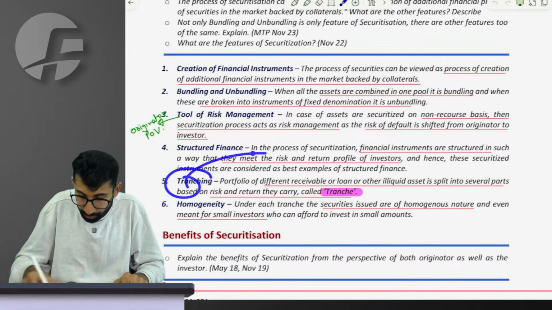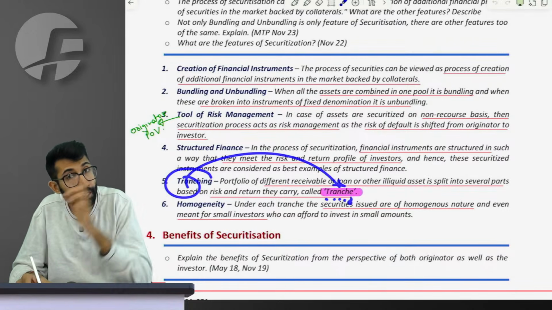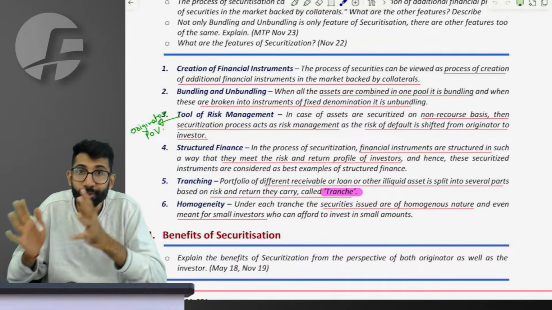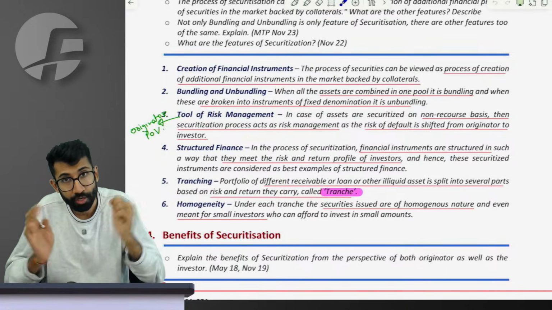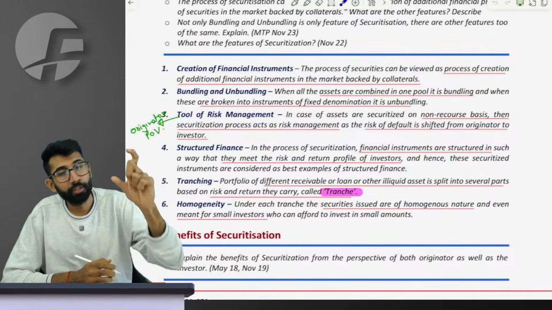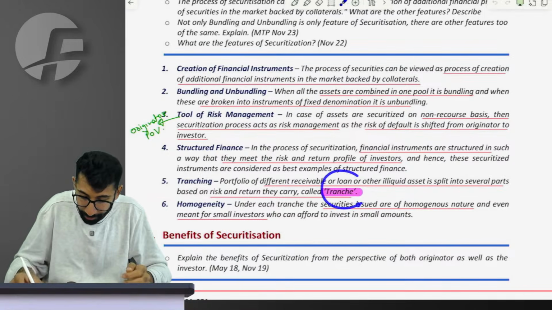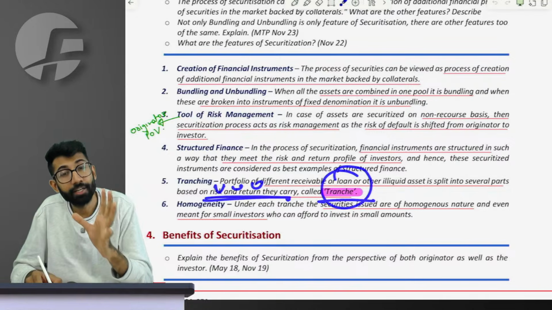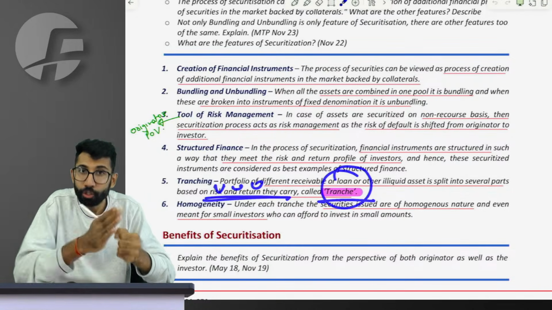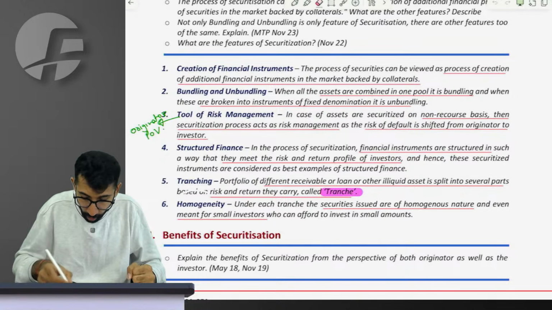Sir, tranching is basically breaking down those illiquid assets into securities of different varieties. More risky security and less risky security are two tranches. Sir, longer term maturity and shorter term maturity securities are two different tranches, basically the categories based on risk and return which are created from that overall pool and represented by different securities. Sir, homogeneity.